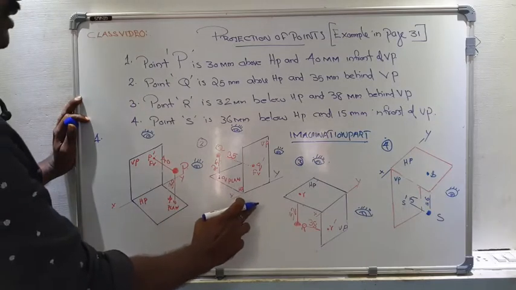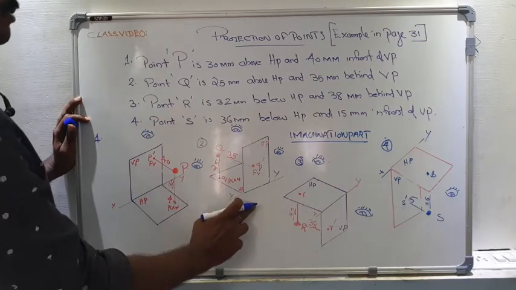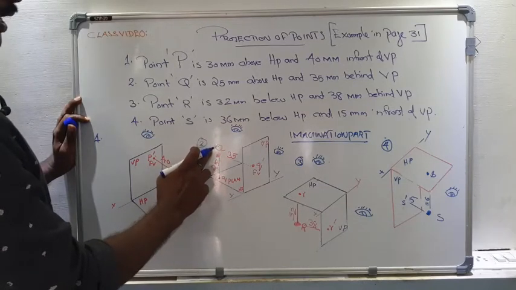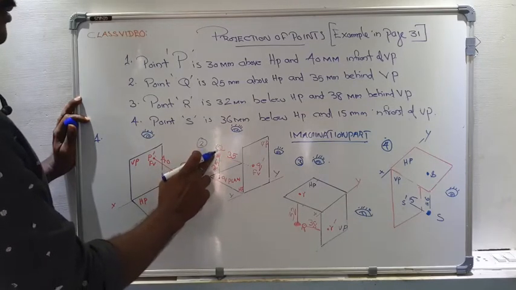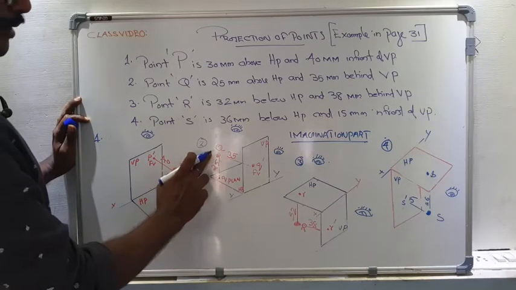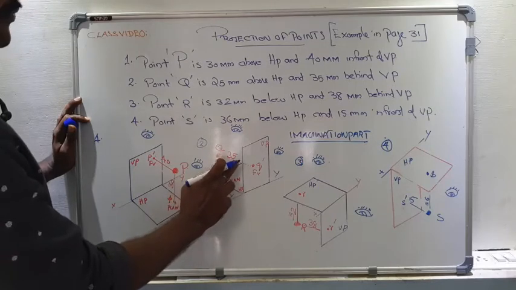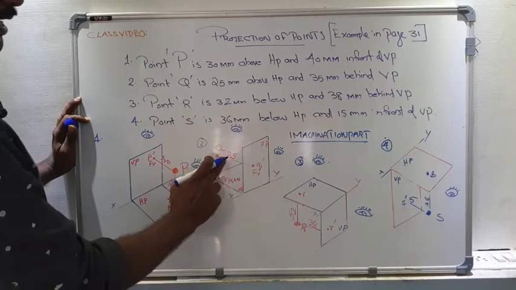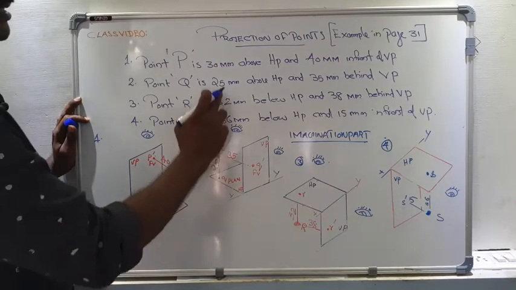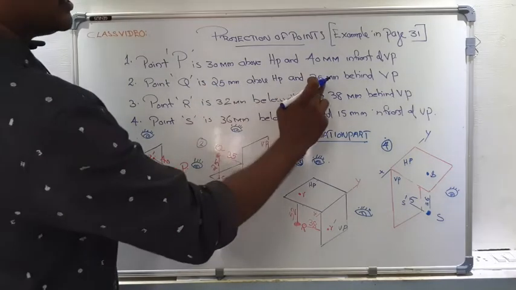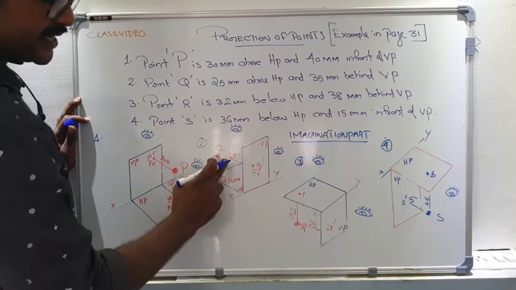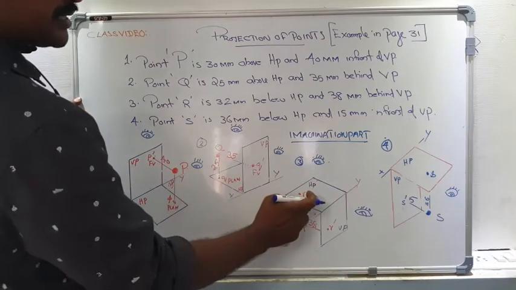Next, we have to see the second question imagination part here. That means our object is a point Q which is fixed in the second quadrant by keeping a distance 35 mm behind VP and 25 mm above HP. From this hint, above and behind, we can understand that the point is situated in the second quadrant. This is the third case.